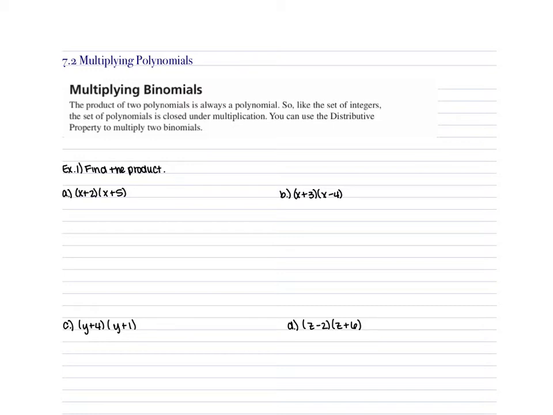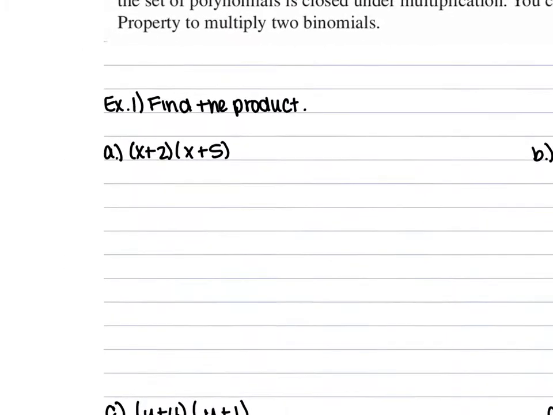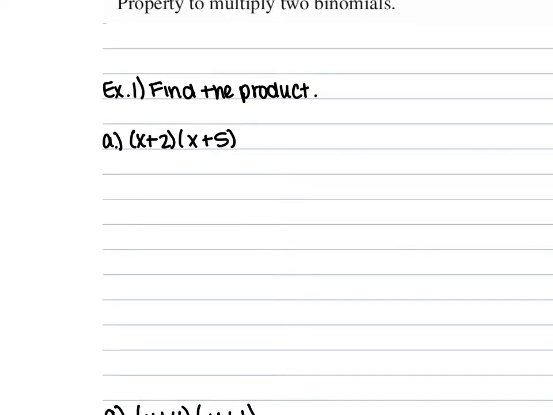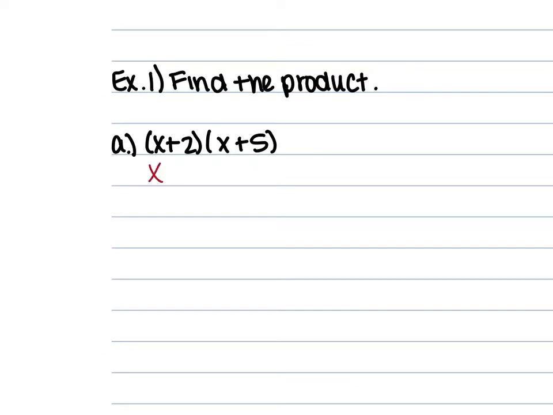So if we start with example 1, we are just finding the product. We're going to be multiplying using the distributive property to start with. So for A, we have x plus 2 times x plus 5. When we distribute this, we're going to take the first term in the first set of parentheses, which is the x, and we're going to distribute it into the x plus 5, so that second set of parentheses. Then we'll take the second term in the first set of parentheses, which is the positive 2, and distribute it into the second set of parentheses, which is the x plus 5.